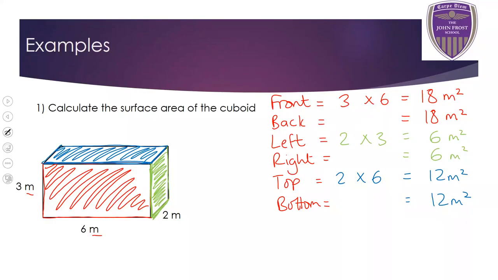Okay, so really easy. We can all multiply. We know that it's length times width. So we've done the 3 faces that we can see now, and we've written down that the 3 faces we can't see are the same size as well. So we want the total surface area, okay?